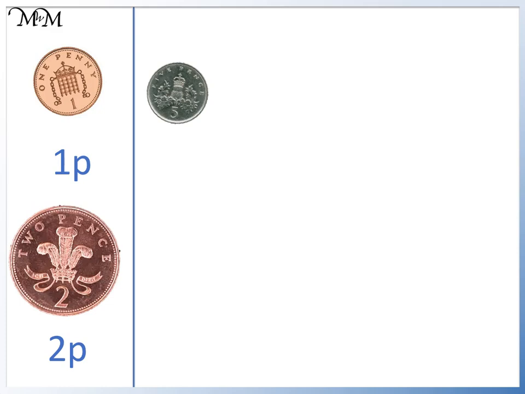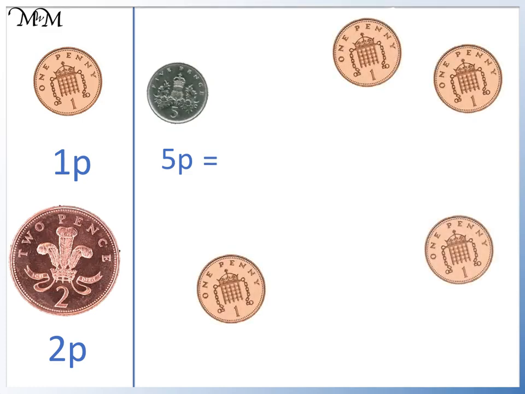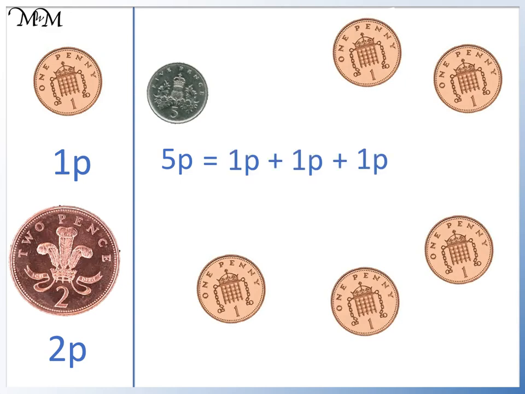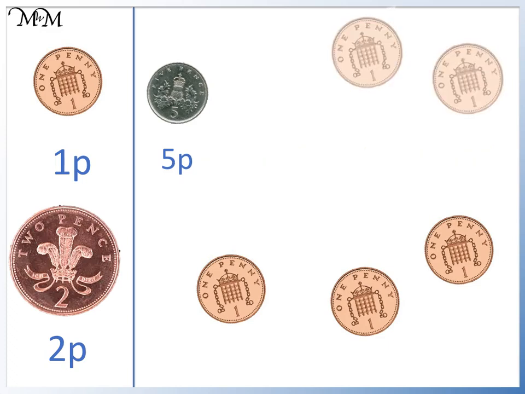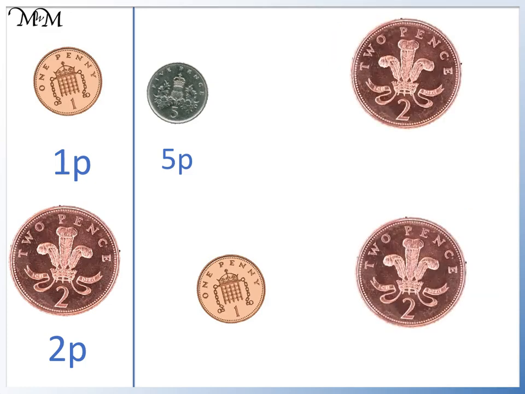This is a 5 pence coin. It is worth 5 pence, or 5p. 5p is the same as 5 1p coins. This is because 1 plus 1 plus 1 plus 1 plus 1 equals 5. This 5p coin is also the same as 2 2p coins and a 1p coin, because 2 plus 2 plus 1 equals 5.